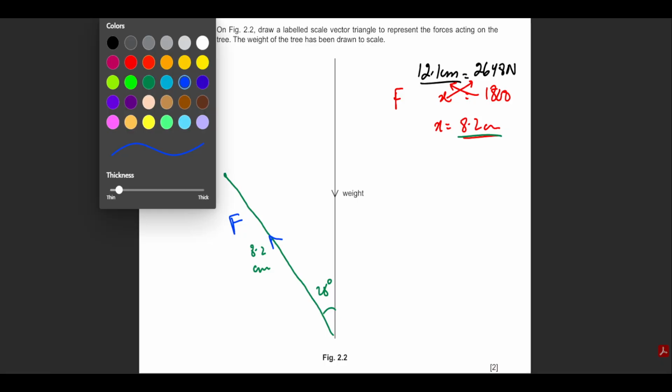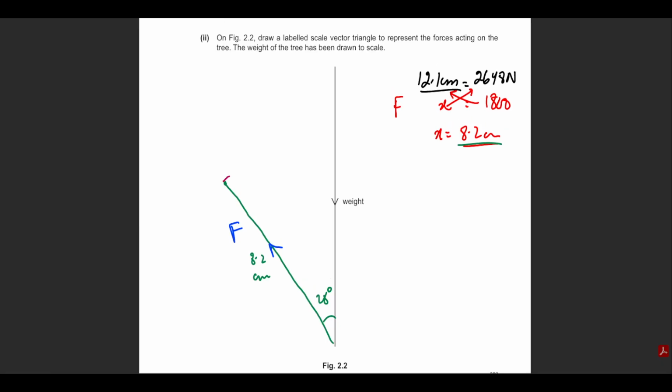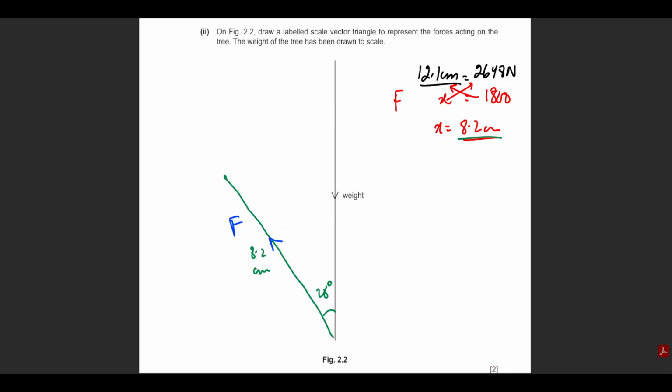Now, in order for this to be in equilibrium, there needs to be another force going in this direction to complete the triangle. So we don't know what that is, right? We don't know what R is. So it's your job to complete it, or use a ruler in this way. Once you've made this, draw a straight line to join these points together. This is your R.